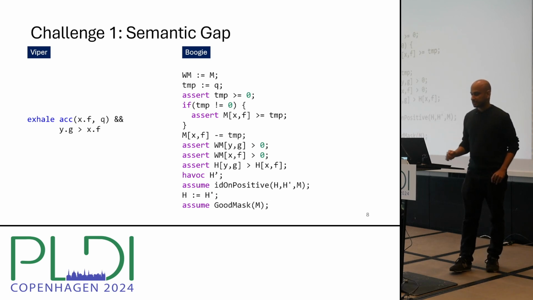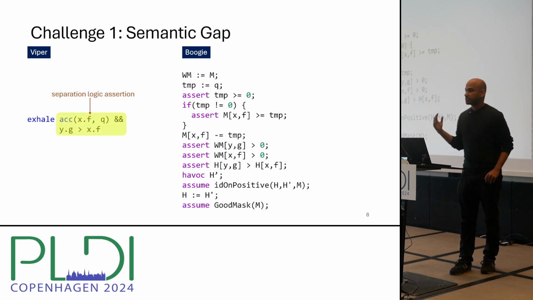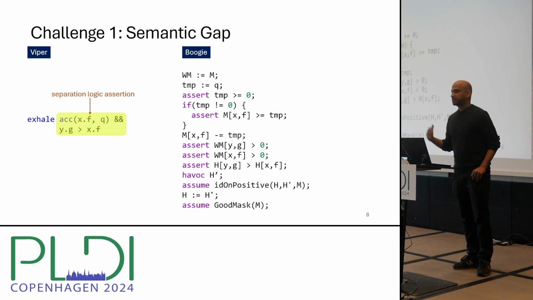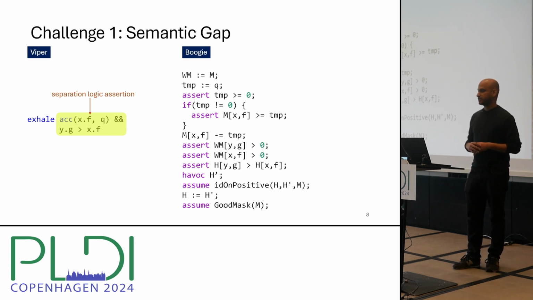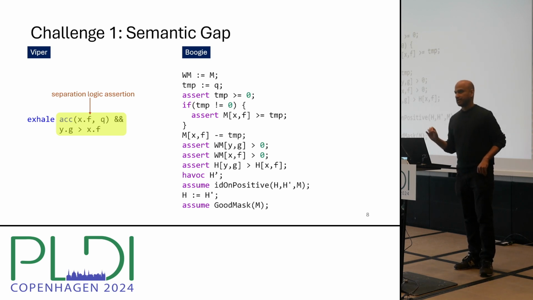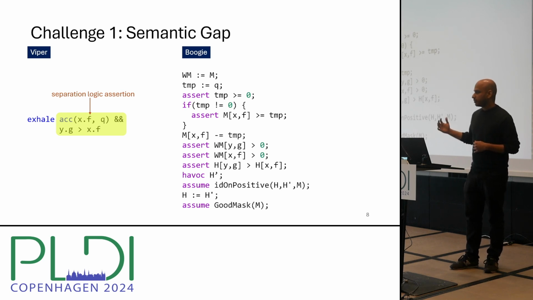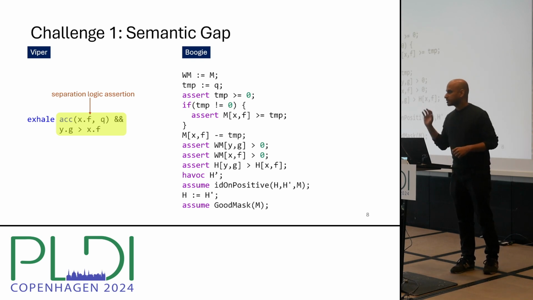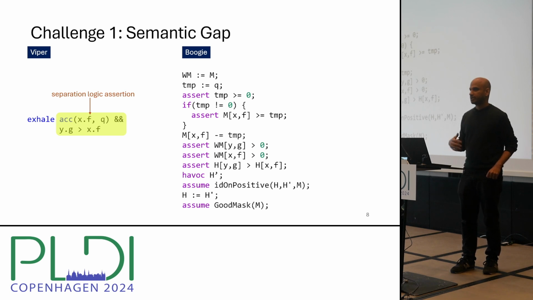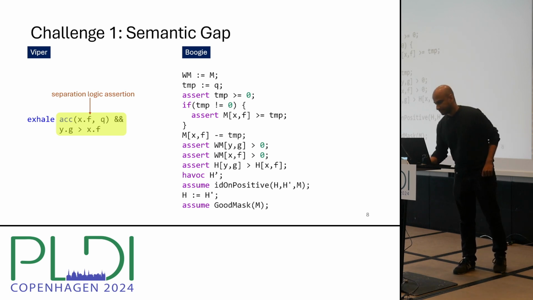So an exhale statement takes as input a separation logic assertion, and it checks whether this assertion is satisfied in the current Viper state. If it's not satisfied, the exhale fails, and otherwise it removes the permissions specified by this assertion. The details of this exhale are not so important here. The key point is this is a complex operation that must be reflected in the Boogie code, where Boogie does not have any built-in notion of separation logic. I will now just outline some points in the Boogie code regarding the semantic gap.